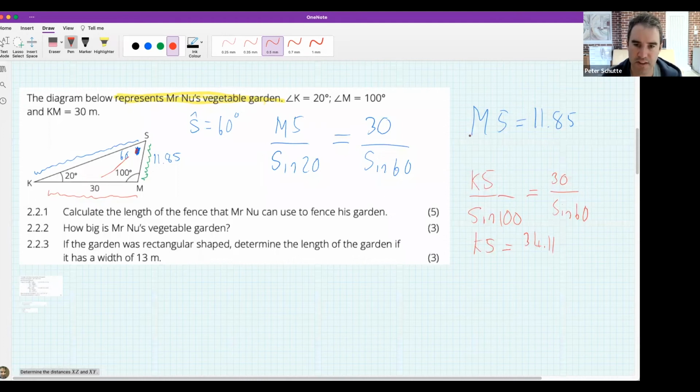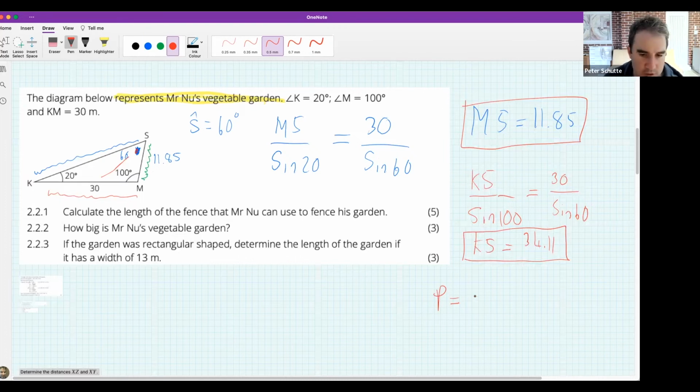And so the final thing then is, what is the perimeter of this guy's garden? How would we answer the question? Well, perimeter, we're going to add them all together. So we know we have the 30. We know we got 11.85. And you guys just worked out that this was 34.11. So what is my final answer going to be?